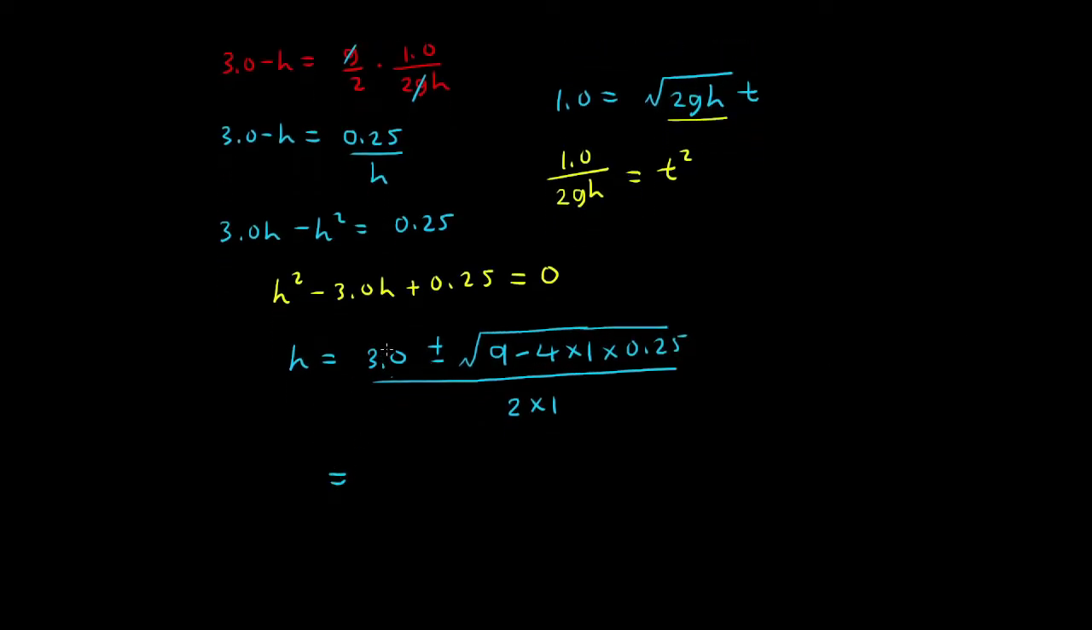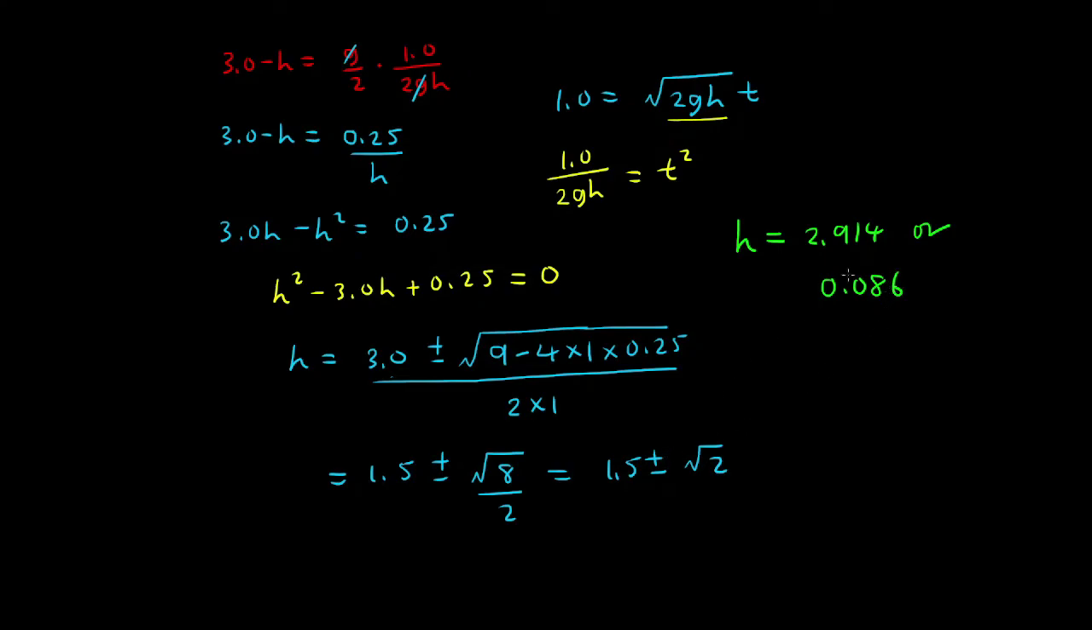So that's going to give us 3 on 2, which is 1.5. Then plus or minus the square root of 9 minus 1, which is 8, on 2, which is equal to 1.5 plus or minus 2 root 2 on 2, which is root 2. So if we calculate this out, what we're going to get is h is equal to 2.914 or 0.086. And that unit is in meters.